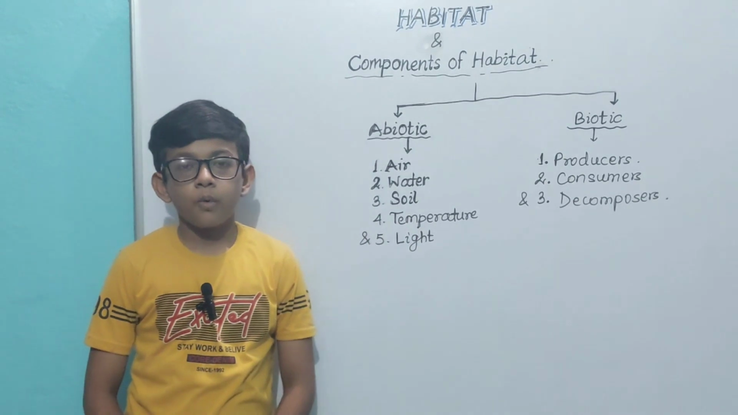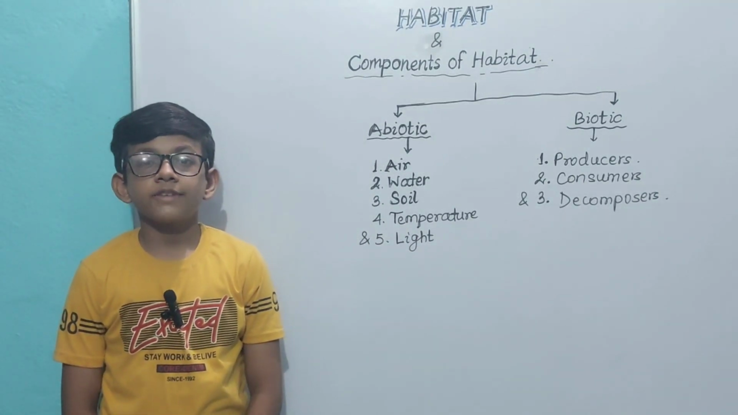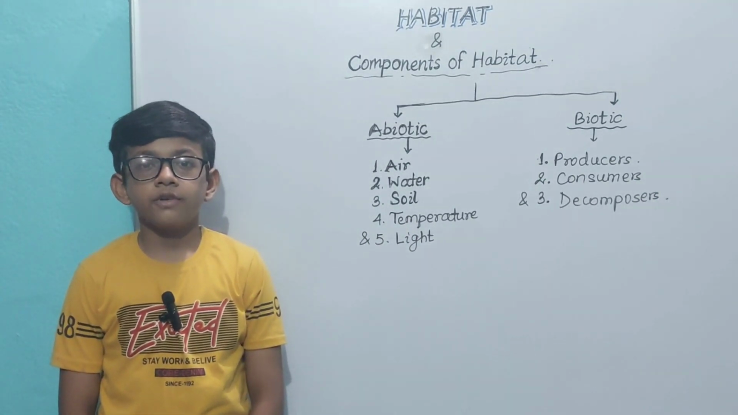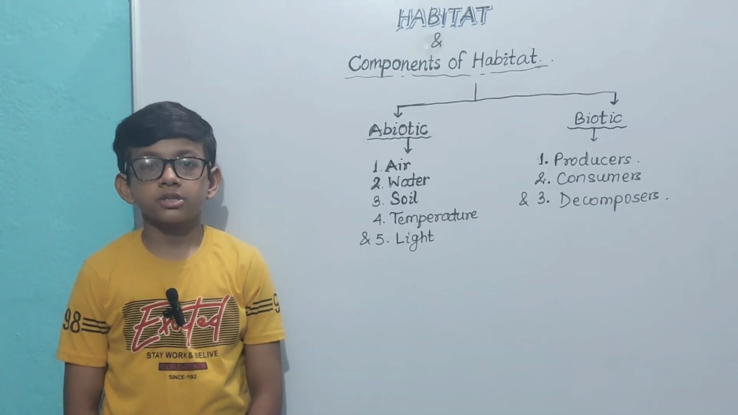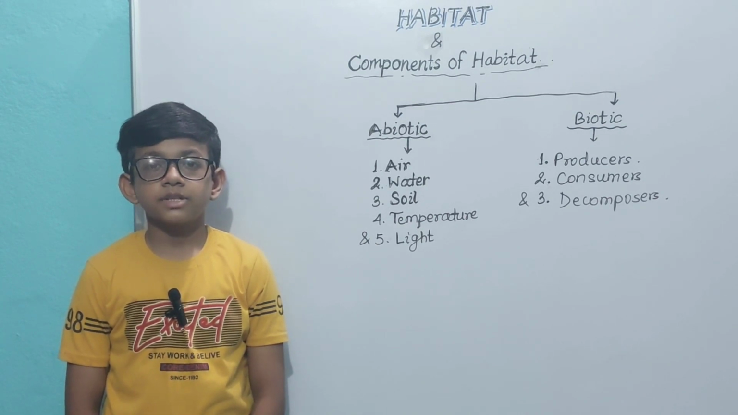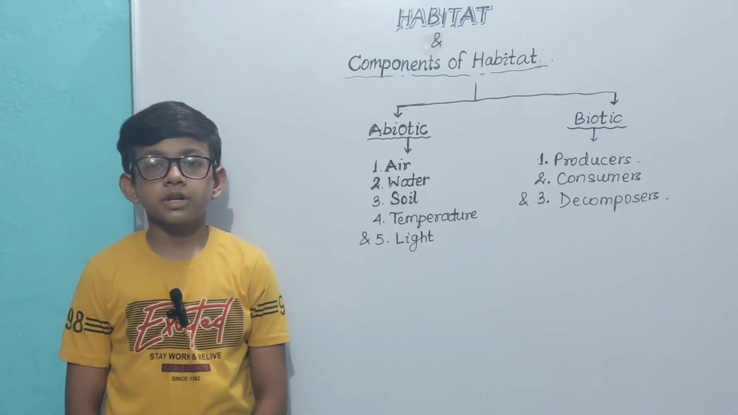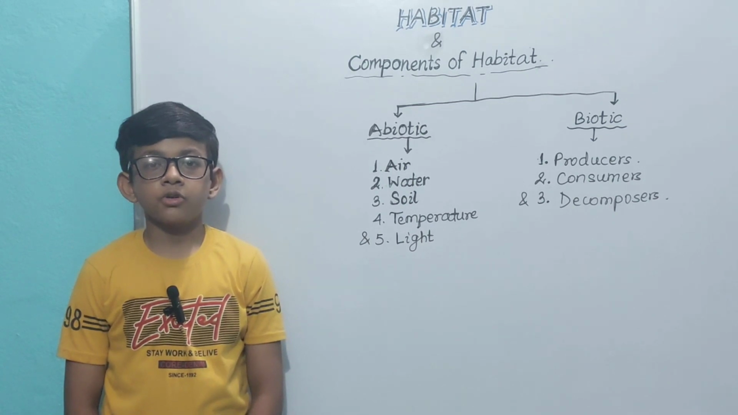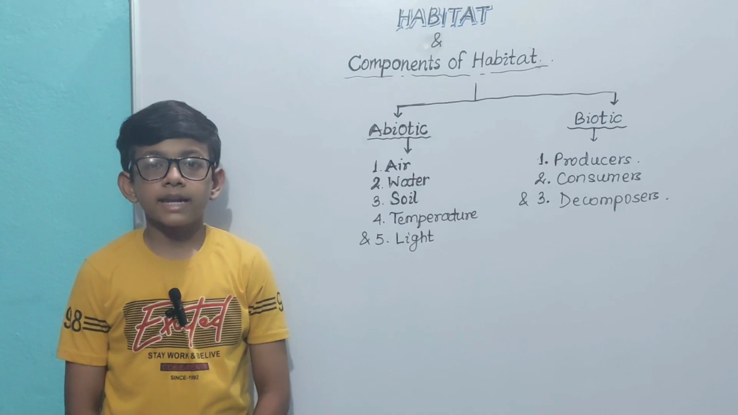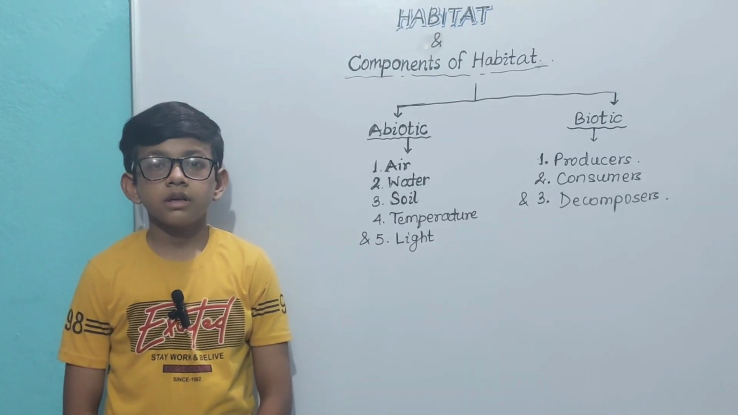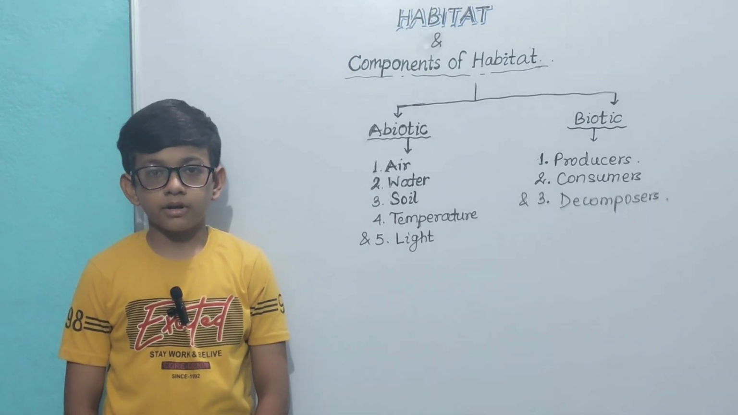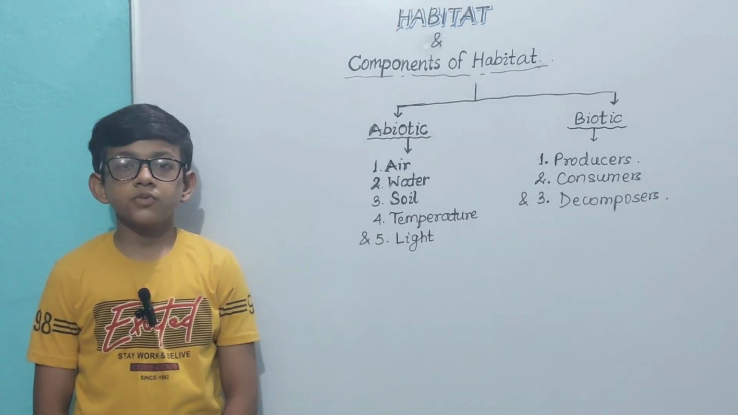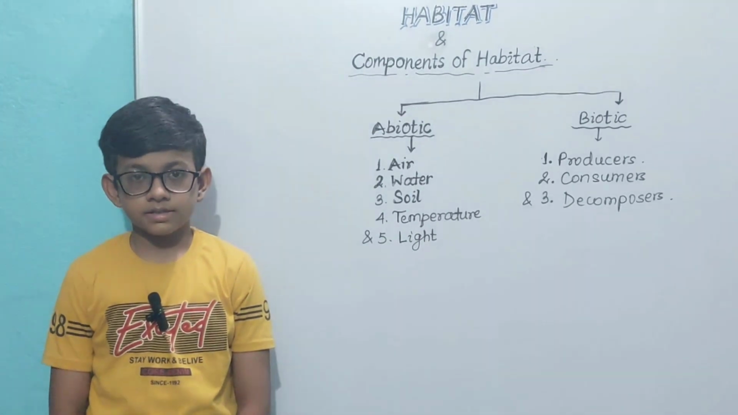Air. What is air? Air is a mixture of gases. It is a mixture of 78.08% nitrogen, 20.95% oxygen, 0.93% argon, 0.03% carbon dioxide, and a trace amount of some other gases. Oxygen is taken by all organisms for respiration. In aerobic respiration, carbon dioxide is released as a byproduct. Carbon dioxide is used by plants for photosynthesis.